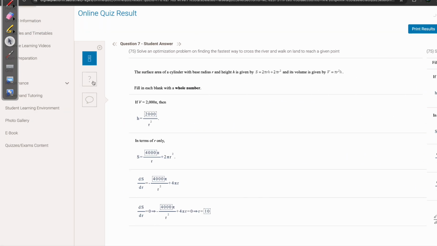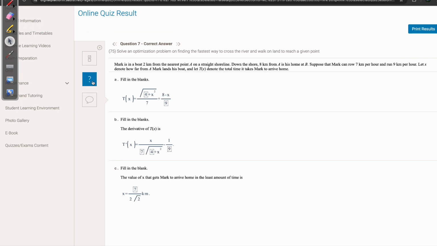Number 7. This is the hardest question. Mark is on a boat 2 kilometers from the nearest point A on a straight shoreline. Down the shore, 8 kilometers from A is his home B. Suppose that Mark can row 7 kilometers per hour and run 9 kilometers per hour. Whatever.